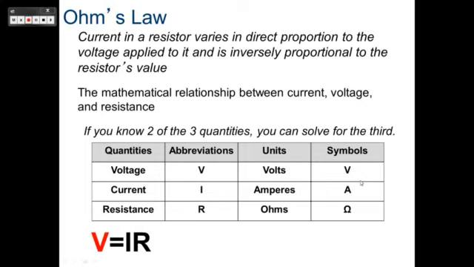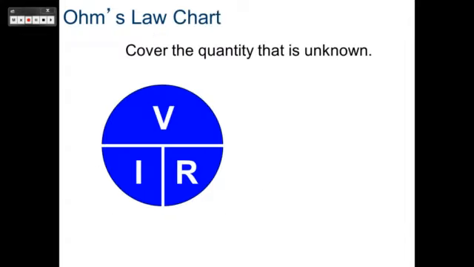So when I'm dealing with Ohm's law and I'm looking for one of these three unknowns, V equals IR is the actual formula if I'm looking for voltage. I equals V divided by R if I'm looking for my current, and R is equal to V divided by I when I'm looking for my resistance.